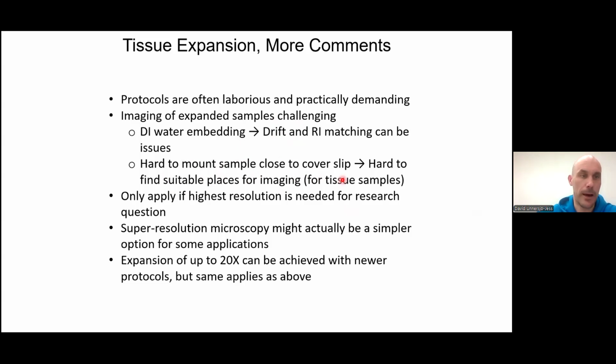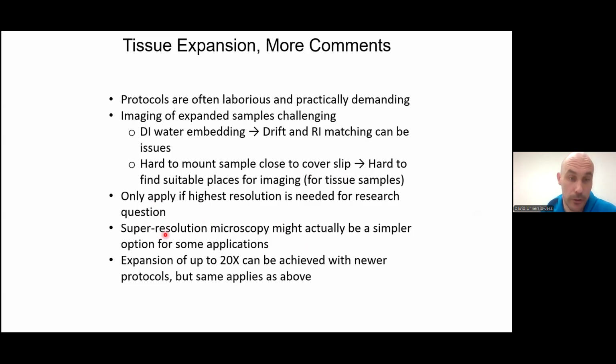And these you will also expand by a factor of 5. So now it can be pretty tricky to stay close to the surface of the tissue. This can really be an issue, especially if you're imaging something which is not that abundant in your sample, that you have to look for. So again, only apply this if you really need this push in resolution to answer your question.